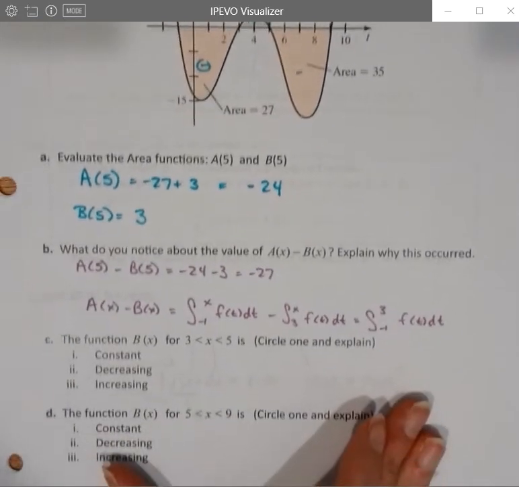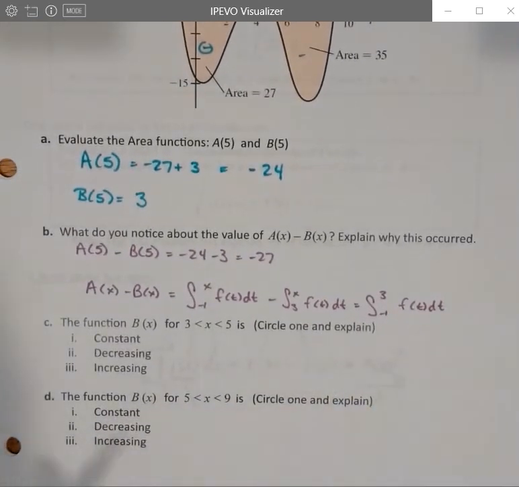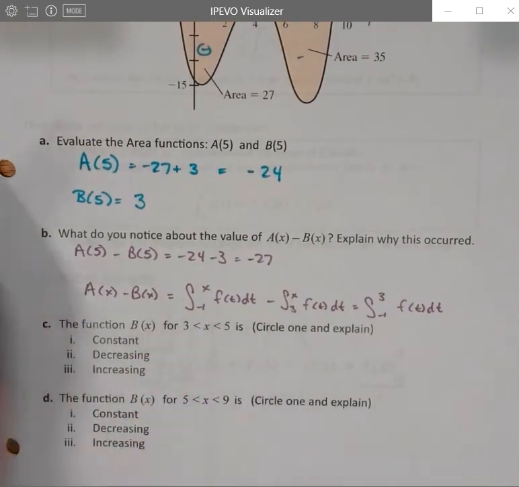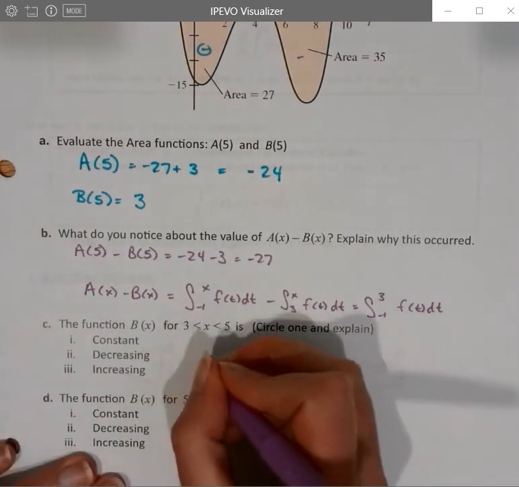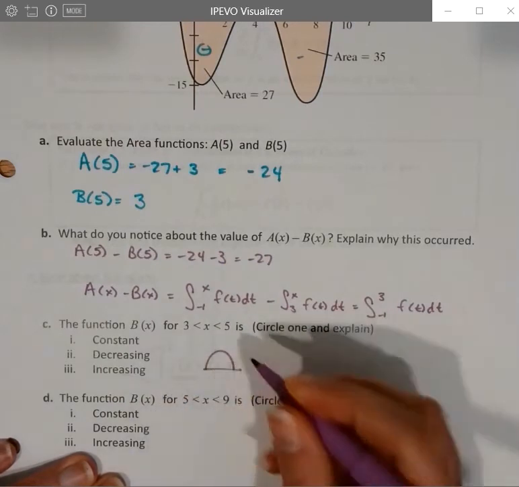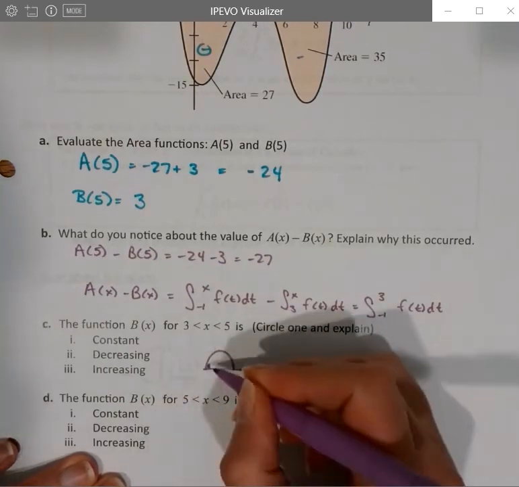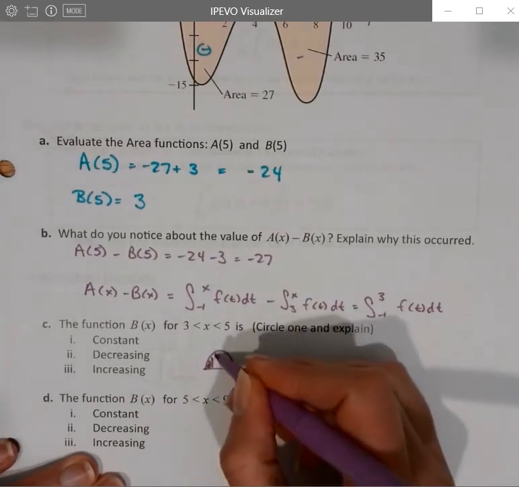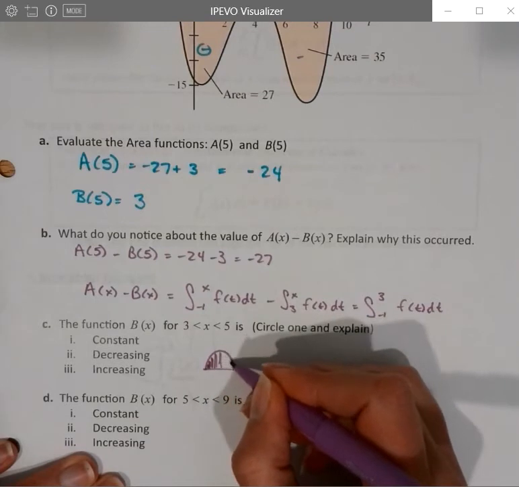All right, in the bottom of the page, if we have the function B of x over 3 to 5, what's going on there? So B of x is the area function, and on the interval 3 to 5, it would start at 3 and start shading. And so it would reach a larger value and reach a larger area value and continue to reach a larger area value. Even when it gets over to this edge, it's still adding on area.